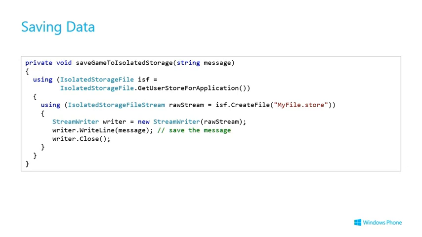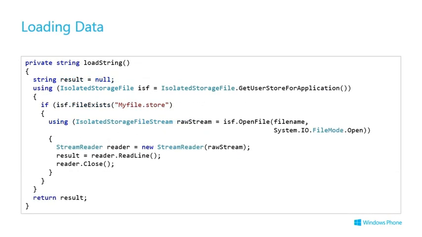And then the all too familiar StreamWriter, and then you'll pass in that IsolatedStorageFileStream into that, and then you can start writing to that file. So it's pretty simple stuff. Just writing to a file and then closing it. We just put a string in there.